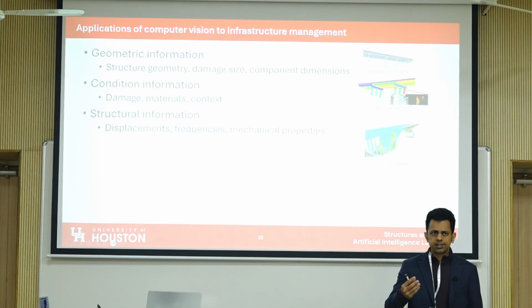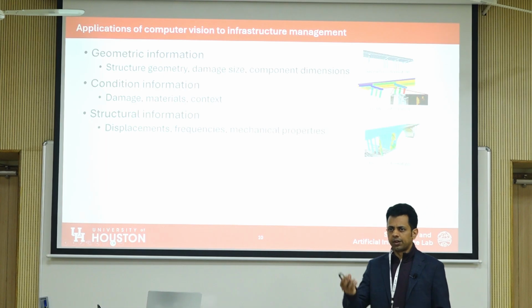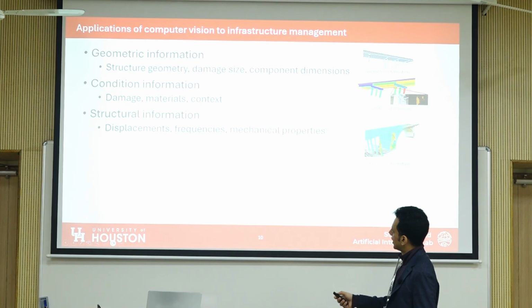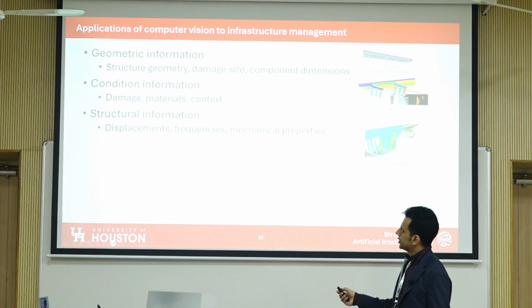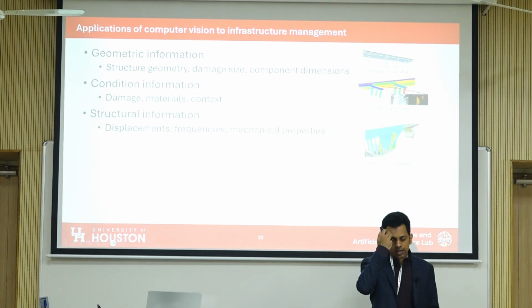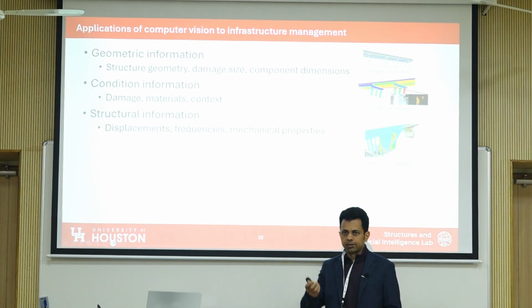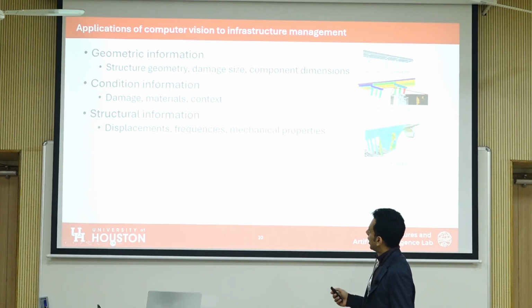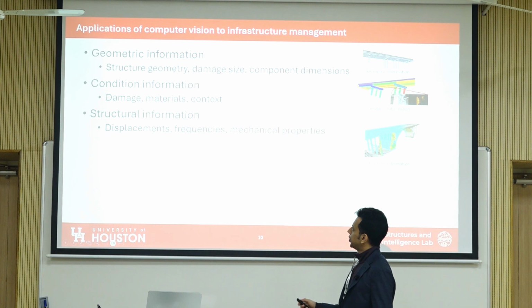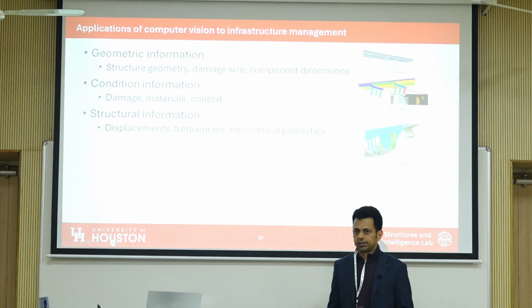This gives us the visual condition of the asset. So you could get things like the presence of certain kinds of damage, presence of certain materials, and also the context. So you can see what components are there, what is the type of structure, and what is their condition. And we can also use computer vision for structural information.